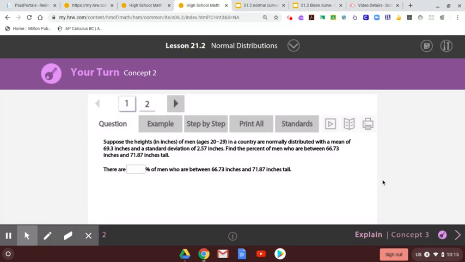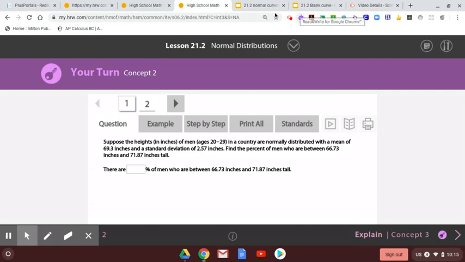It says, suppose the heights in inches of men ages 20 to 29 in a country are normally distributed with a mean of 69.3 inches and a standard deviation of 2.57 inches. So this is similar to the last problem, but they changed the standard deviation. Find the percent of men who are between 66.73 and 71.87. So what you want to do is set up your normal curve first. So you want to put the 69.3 in the middle, and then you're going to add multiples of 2.57 and subtract to get your values.